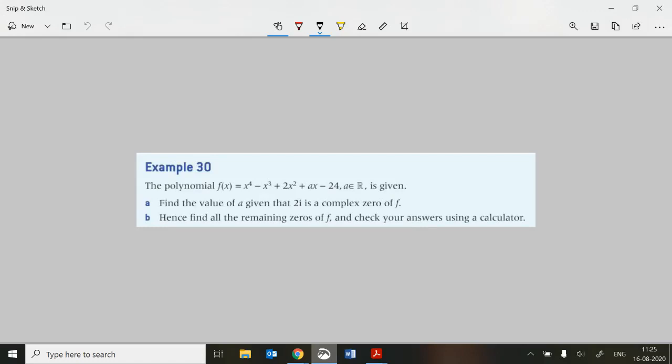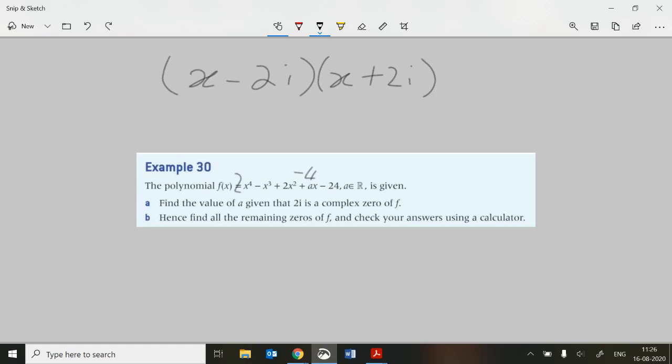Now, to answer part B, where it says, hence find all the remaining zeros, we're going to need to completely factorize this thing. And again, you've got two options as to how to do this. You could either do it like we did the previous one by saying, well, we know that x minus 2i is a factor. We know that x plus 2i is a factor. We can multiply those two things out, and then we can divide our polynomial, now knowing that a is equal to -4. There's a 2 in front of there again, of course.